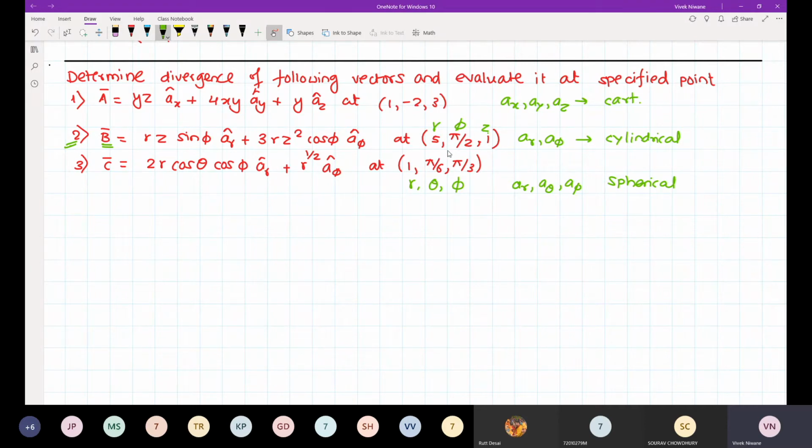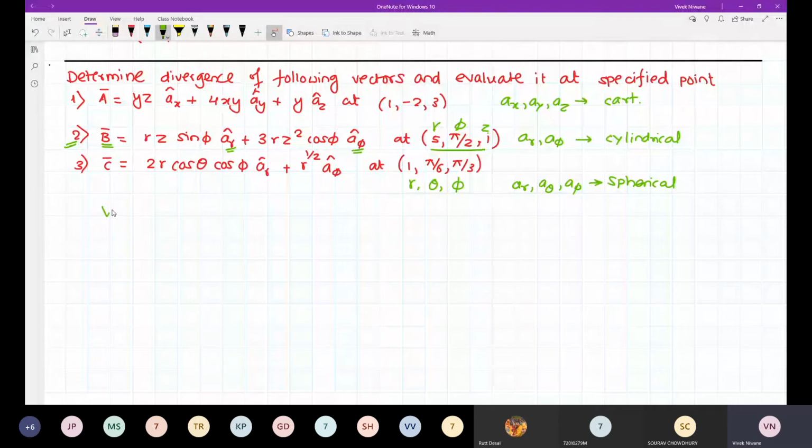Okay, so looking at the given point, we are going to choose the cylindrical coordinate system, and for the third vector, looking at the point, we are going to choose the spherical coordinate system. We cannot merely say that AR cap and A phi cap are there, so choose cylindrical. It could be that A theta was missing. So always look at the unit vectors as well as the given point.